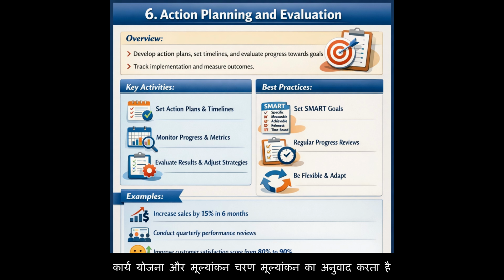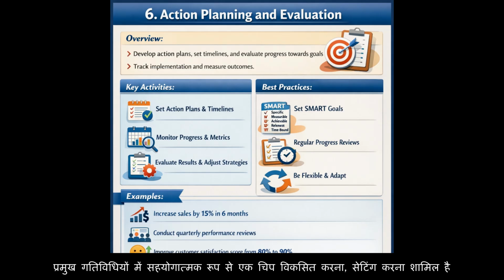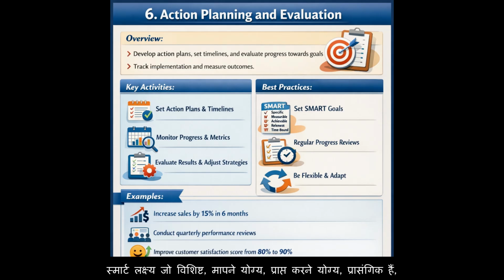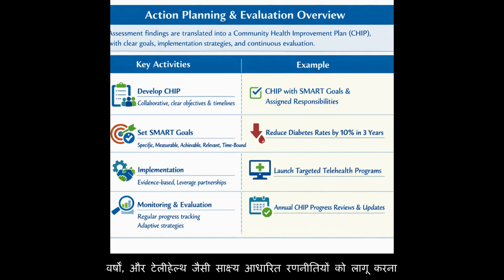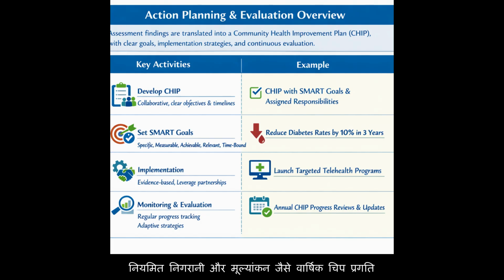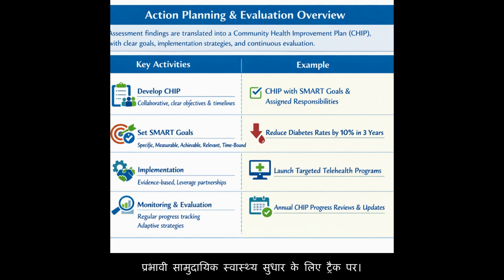The action planning and evaluation phase translates assessment findings into a community health improvement plan, CHIP, with clear goals, strategies, and ongoing evaluation. Key activities include developing a CHIP collaboratively, setting SMART goals that are specific, measurable, achievable, relevant, and time-bound, such as reducing diabetes rates by 10% in 3 years, and implementing evidence-based strategies like telehealth programs. Regular monitoring and evaluation, such as annual CHIP progress reviews, ensure adaptive strategies are applied and goals remain on track for effective community health improvement.